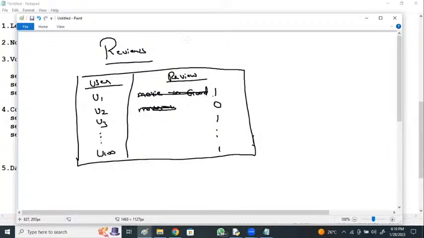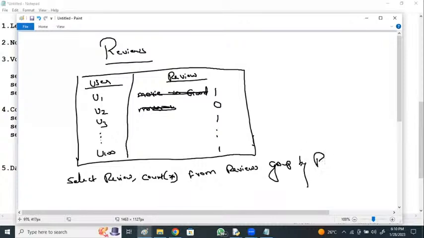Can you write an SQL query to count the number of ones and zeros, meaning how many are saying it's good and bad? We can write an SQL query for this: select review, count from the reviews table, group by review. What is the output? Zeros and ones, with their counts. Assume 90 people are saying the movie is good and 10 people are saying the movie is bad. This is structured data.